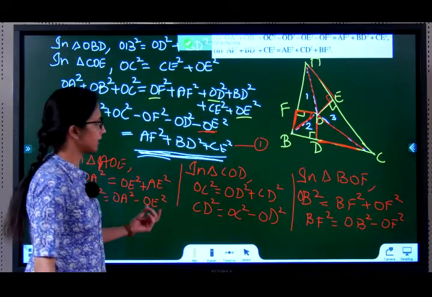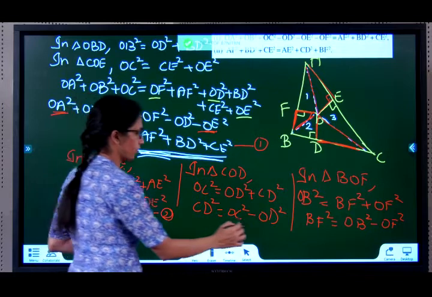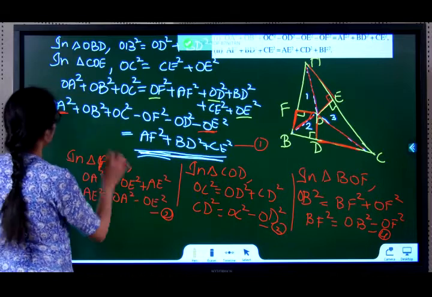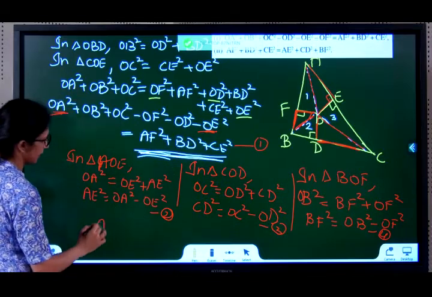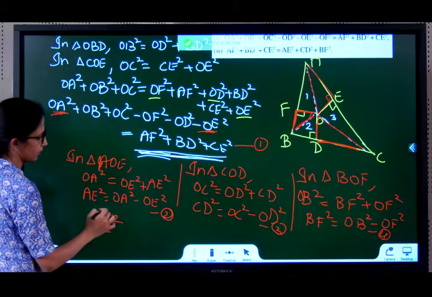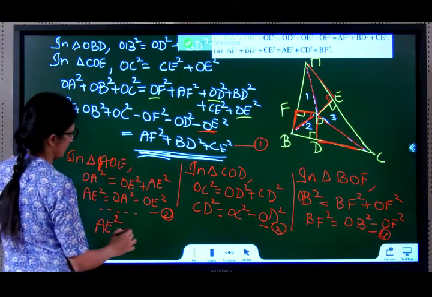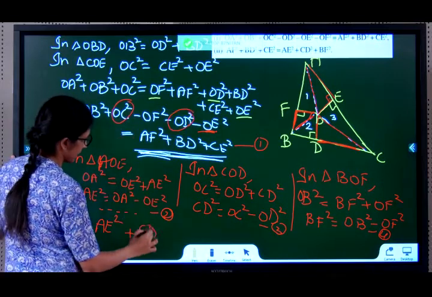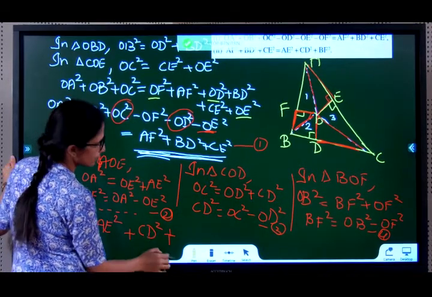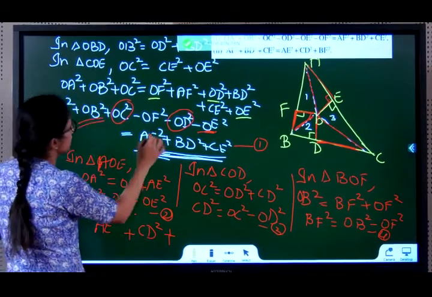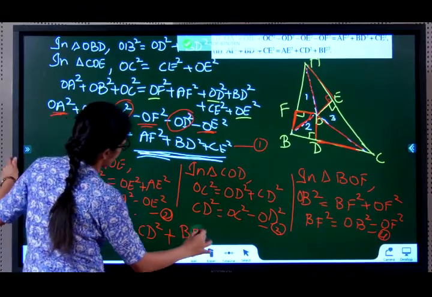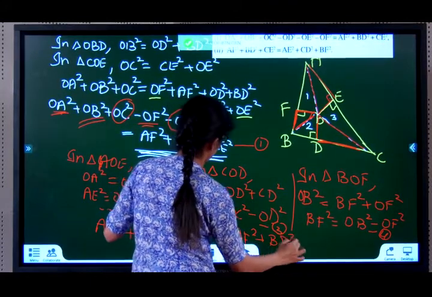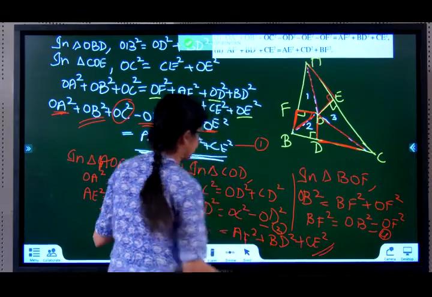Now, we are going to substitute these three equations, label it as 2, 3, 4, substituting 2, 3, 4 in 1. How? OA square minus OE square is nothing but AE square. Write down here, substituting 2, 3, 4 in 1 and then do AE square. OC square minus OD square is nothing but CD square. OB square minus OF square is nothing but BF square. RHS stays as it is here. Isn't this what we want?